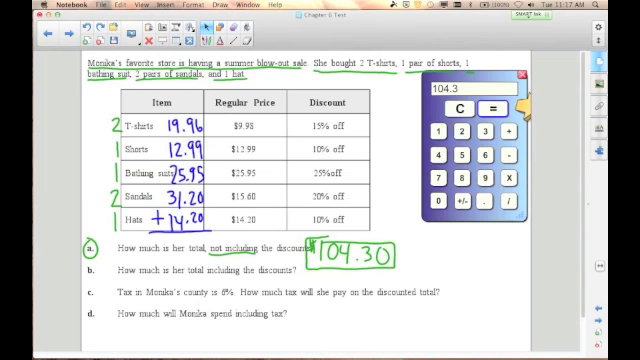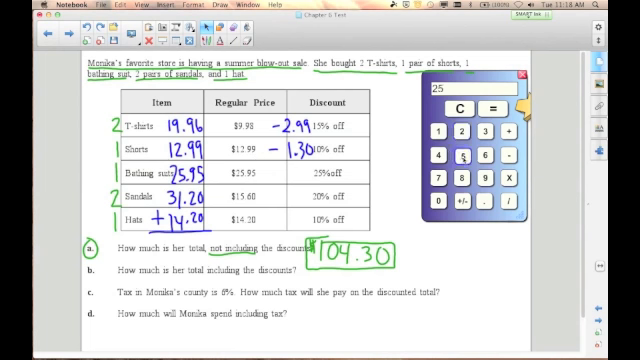Now we need to figure out the discount for each of these. There's a couple of ways to do it. The easiest way to do this is going to be, I would take $19.96 and I would take 15% of that. And so I'd multiply it by 0.15. That's $2.99. So I take $19.96 minus $2.99. And so the 2 t-shirts are going to be that much.